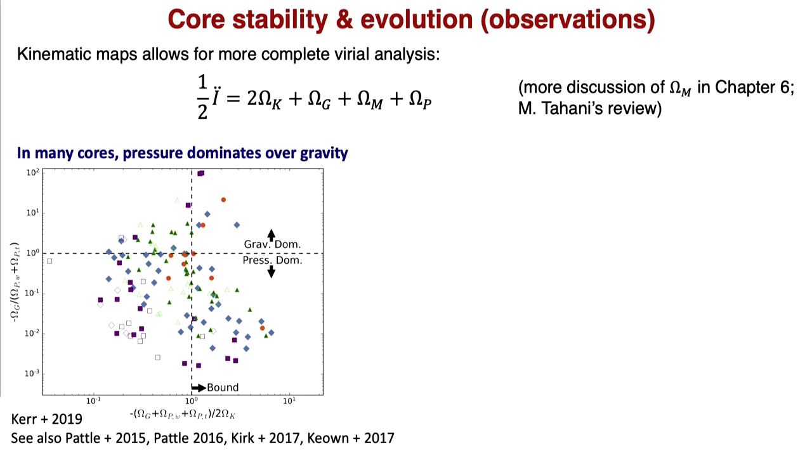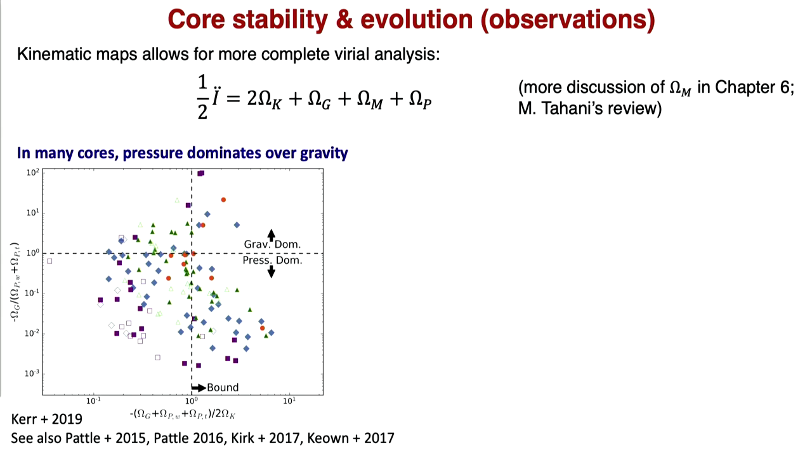So what do we learn from adding those kinematic properties to our data? Again, I'm going to focus on cores. There's a rich wealth of information you can learn from filaments, of course, once you add in the kinematic information. One thing we can do is aim to produce a more complete virial analysis of which cores are actually unstable or gravitationally bound or bound by other components.